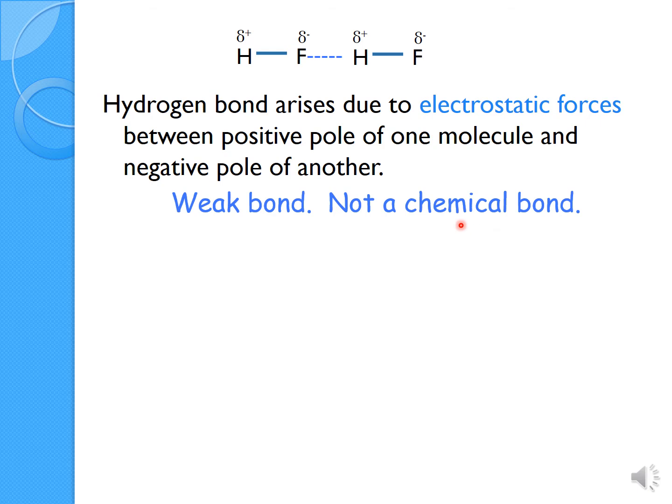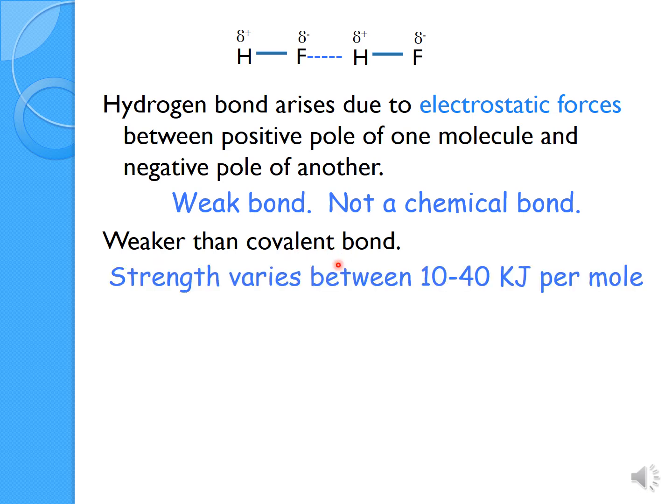Hydrogen bond is not a chemical bond because it does not involve any kind of sharing of electrons or donation of electrons. So hydrogen bond is not a chemical bond. Please understand, this is a very important point. Hydrogen bond is not a chemical bond. It is just a force of attraction between two opposite charges. That is, it is just an electrostatic force of attraction. And since it is not a chemical bond, a hydrogen bond is a weak bond. So if you compare the strength of a hydrogen bond and a covalent bond, it is obvious that hydrogen bond is much weaker than covalent bond.